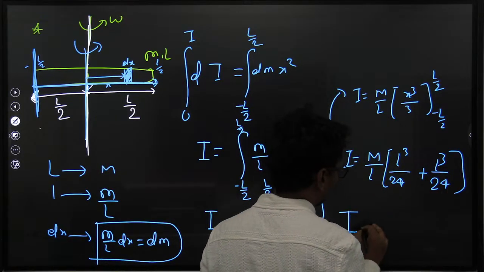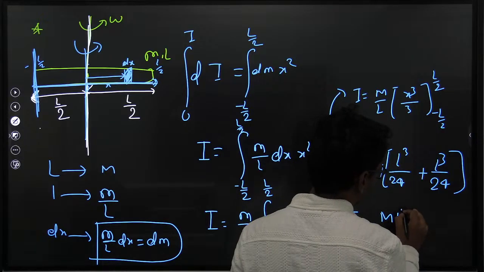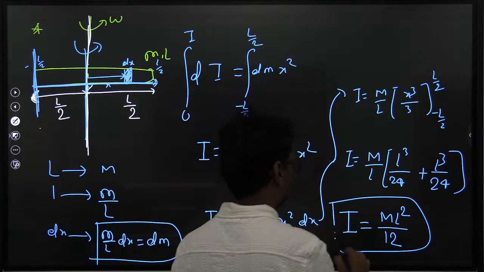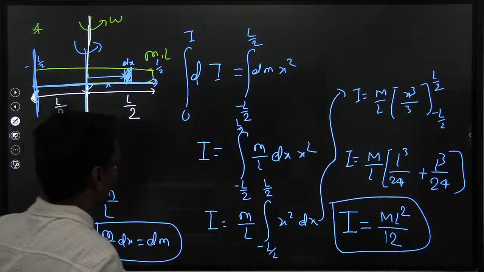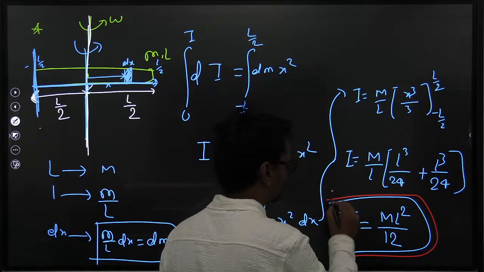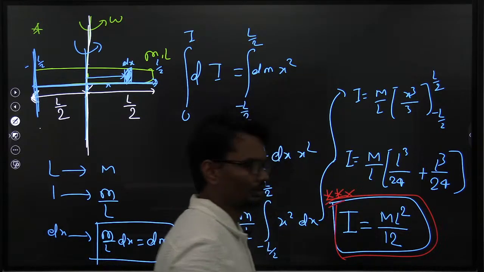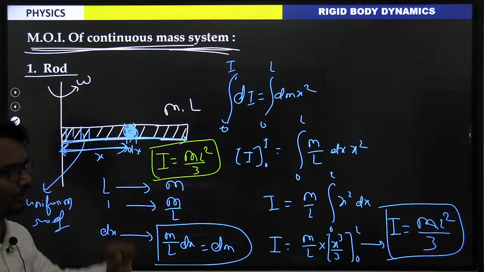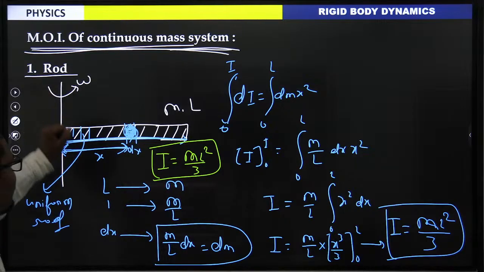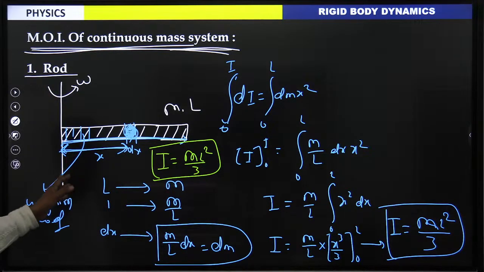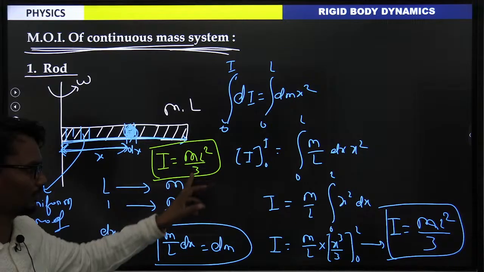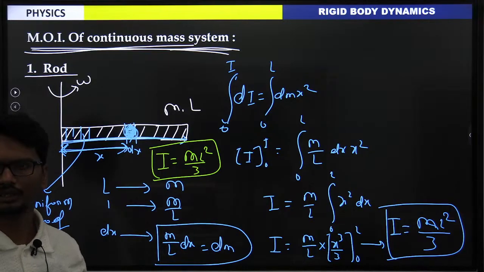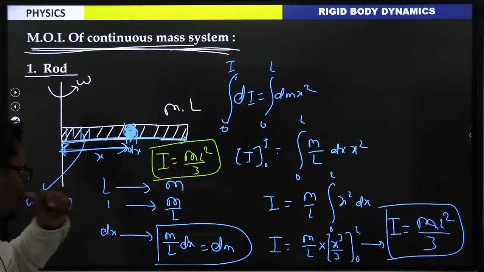And now you can calculate the final result, m L square upon 12. This is a very important result which I derived. You should remember this result also. So in today's class we have derived two results for the moment of inertia of a continuous object, the rod. The moment of inertia of this rod about this axis is I is equal to m L square by 3. You should remember this result. This result will be used many times in the incoming lectures. So remember this result.